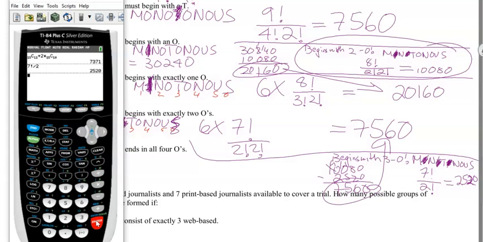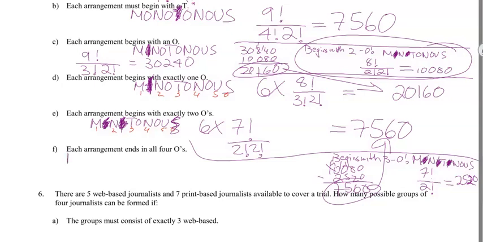But both ways work. What if it ends with all 4 O's? So, for the last time, I'm going to write the word out. There are 6 letters remaining, 2 of which are the same. 6 factorial over 2 factorial is 360. Okay, any questions?